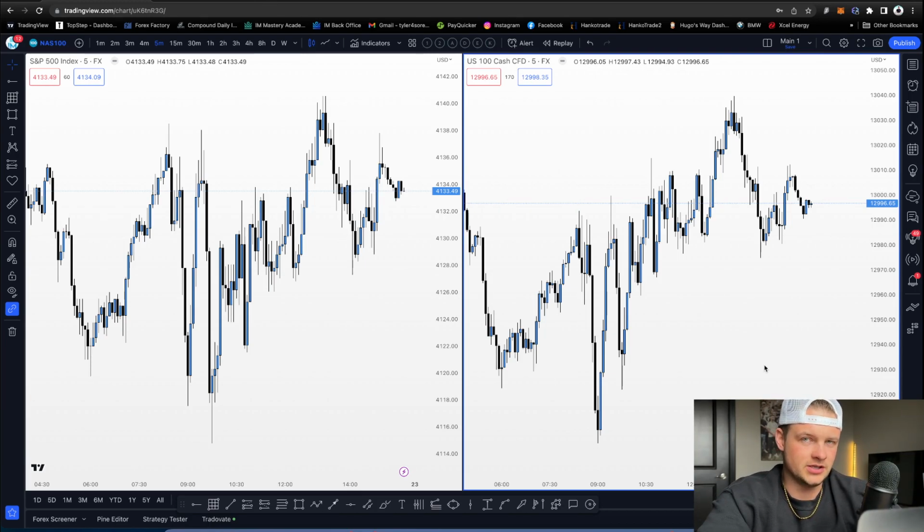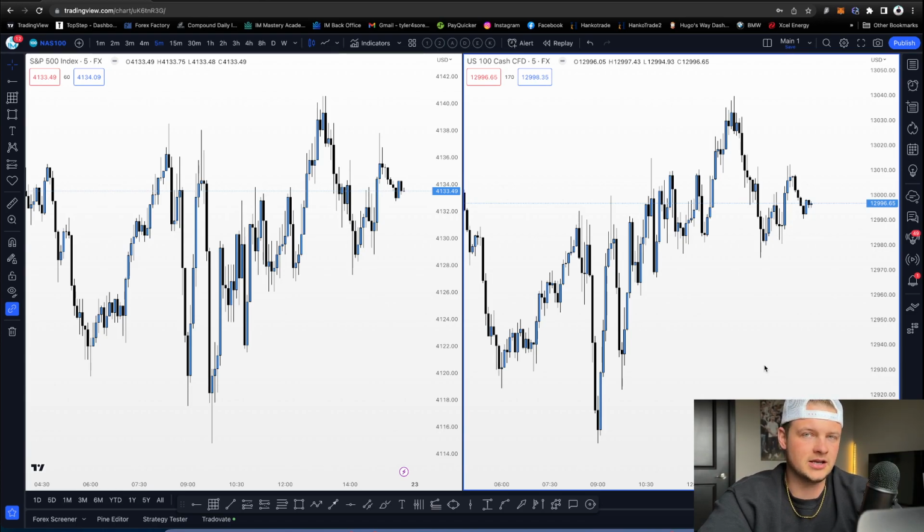You want to use this with correlating pairs. So if you trade the indices, you want to look at S&P 500 alongside NASDAQ, alongside the Dow Jones. Or if you're trading currency pairs, you will look at GBPUSD versus EURUSD versus AUDUSD versus, again, USD-based pairs. If you're looking at yen pairs, you'll look at GJ versus EJ or UJ, etc., guys.